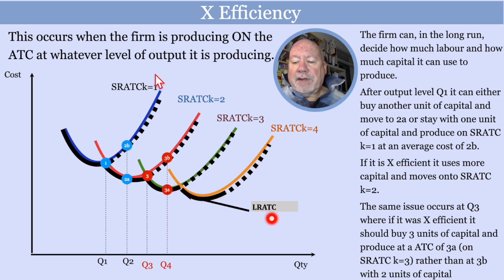So the long run average total cost curve is the lowest possible cost at any quantity that we are producing, because you've got the right number of machines and labour in your firm, and that would be called X efficiency. Whereas if you hadn't got that right number, you would be operating at any of these points, you could be operating, but you'd be operating above the long run average cost.